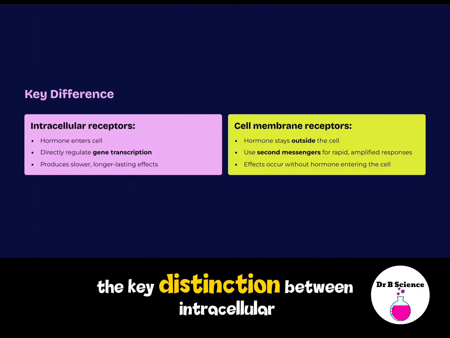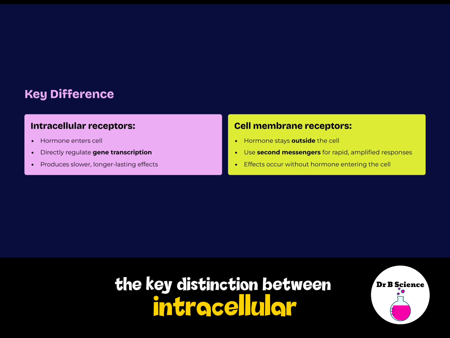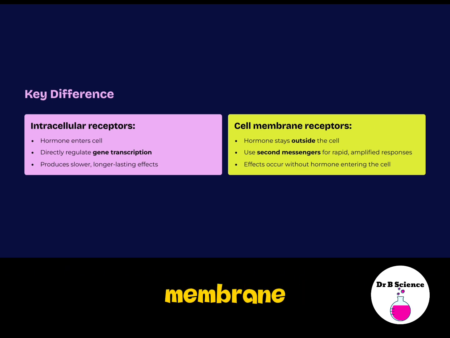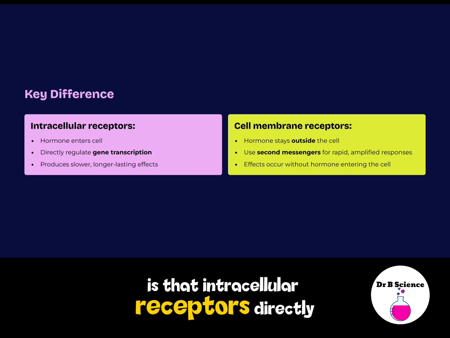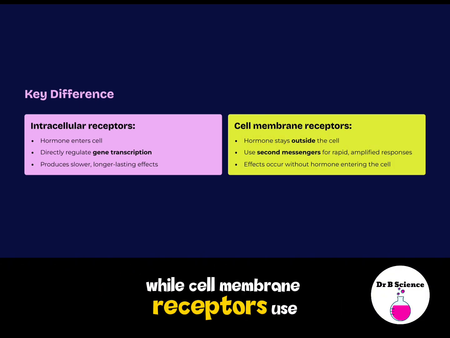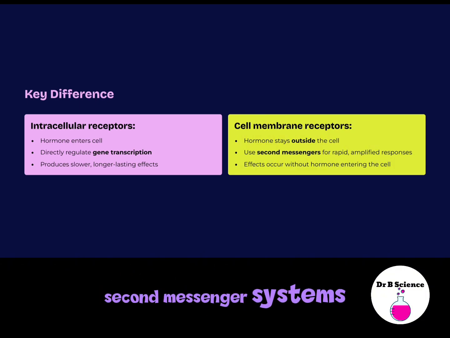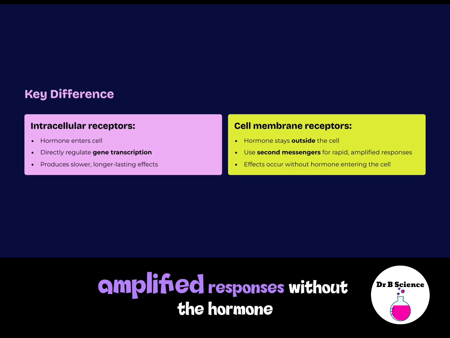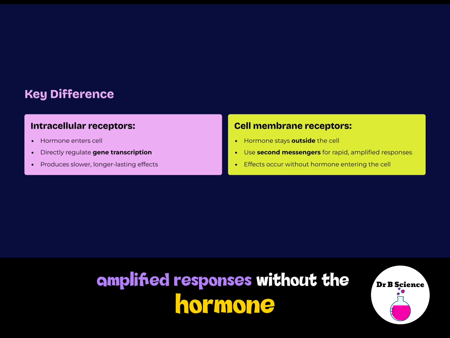The key distinction between intracellular receptors and those on the cell membrane is that intracellular receptors directly regulate gene transcription, while cell membrane receptors use second messenger systems to generate rapid, amplified responses without the hormone entering the cell.